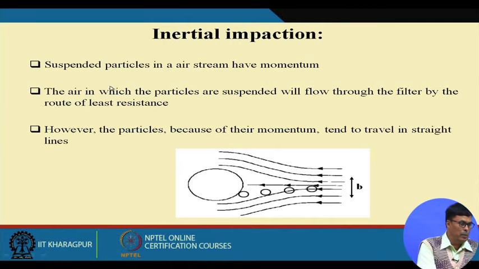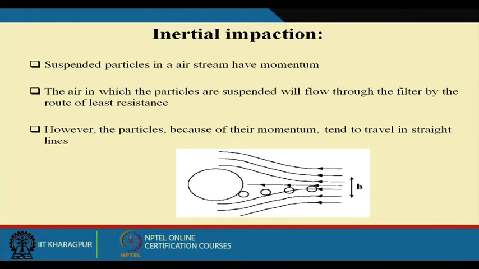Let me tell you what inertial impaction is. A particle suspended in an airstream has momentum. The air in which the particles are suspended will flow through the filter by the route of least resistance. However, the particles, because of their momentum, tend to travel in a straight line. Newton's first law of motion says that every particle tries to keep moving in the same direction due to inertia. If your inertial force is high, because a minimum velocity of the airstream is required for inertial impaction, then you can see the particle moving normally like this and touching the surface like this.